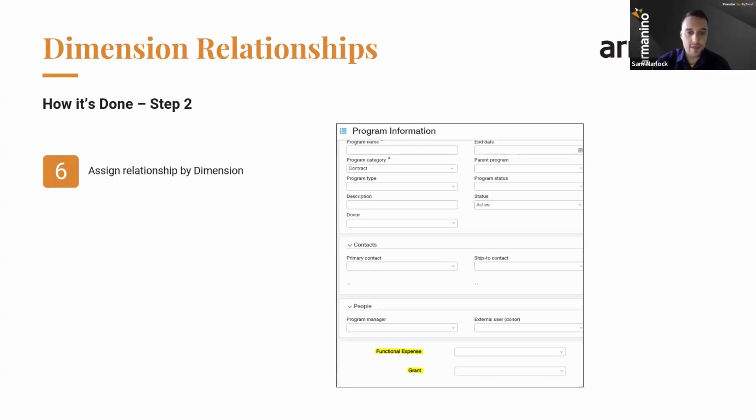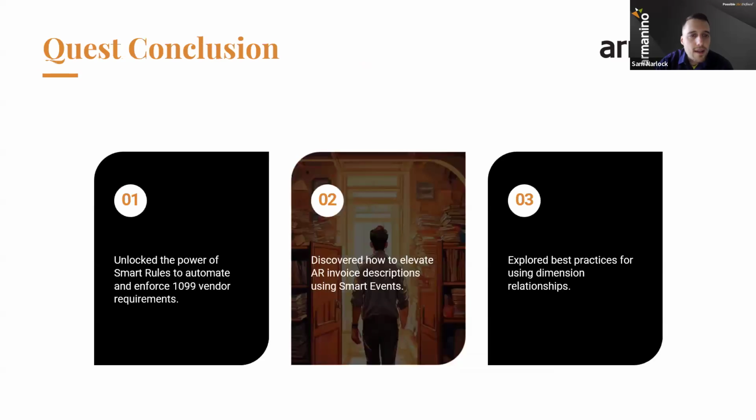So definitely let us know if there's any questions on dimension relationships, how those can be set up, or if there's any ideas for dimension relationships you might want to try, and you need help figuring those out. We could definitely offer advice on any of that. Same thing with the smart events and the smart rules. So if we go to our next slide here.